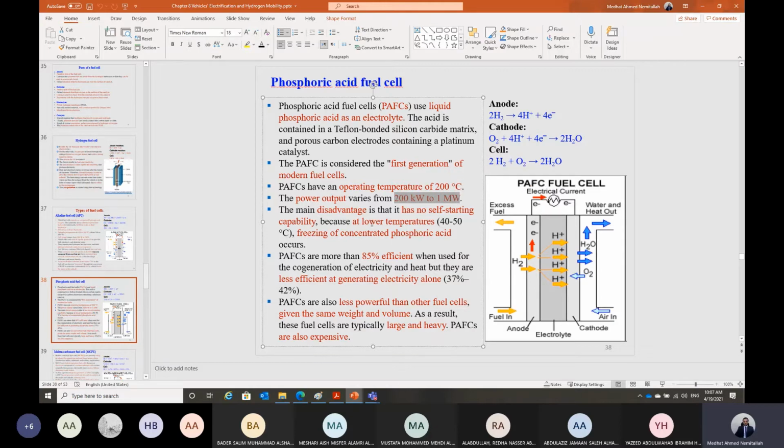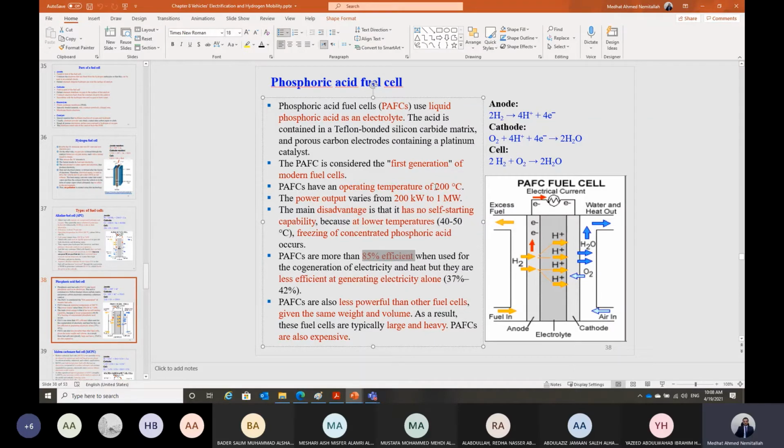But it has one disadvantage. It is not easy to start this fuel cell at low temperature, because this phosphoric acid freezes at low temperature. So we need a kind of heat-up to start this fuel cell at lower temperature, but it is highly efficient. It can approach an efficiency of 85%.